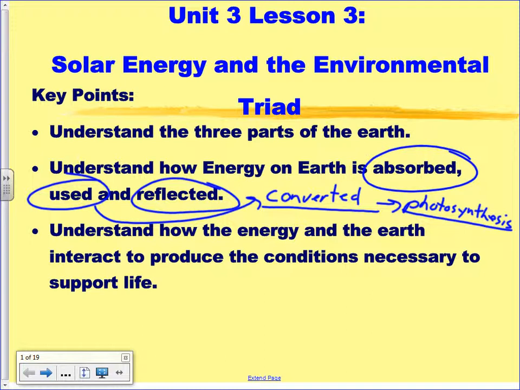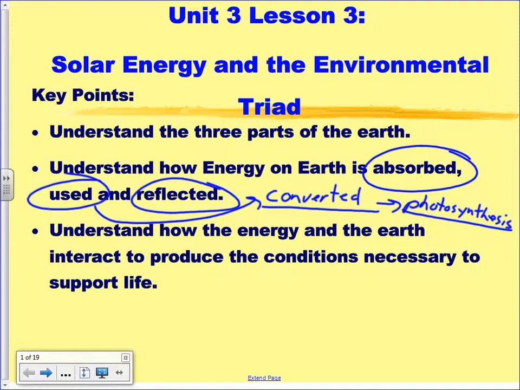No chemical energy. All right, and lastly, understand how the energy and the Earth interact to produce the conditions necessary to support life. And so we're going to look at things like the greenhouse effect, which probably up until now you thought was bad. It's not. It's not all bad anyway. In fact, if it wasn't for the greenhouse effect, the Earth would be too cold to live on. So it's kind of good that we have at least some greenhouse effect.